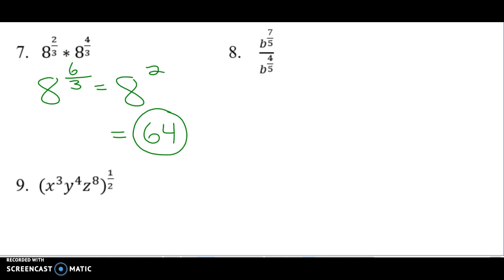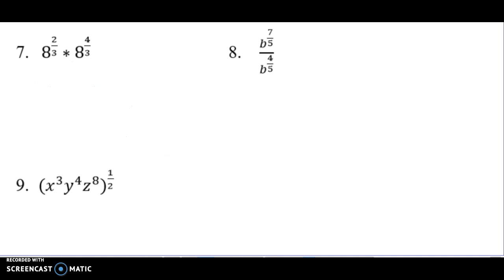Yeah. What did we do last class when I had a base over a base? What did we do to the properties of exponents? We subtracted them. So the base stays the same. It's a b in this case. It could be an 8, it could be a 14, it could be a 2000. Stays the same. And then 7/5 minus 4/5, common denominator, subtract the numerators, is 3/5.